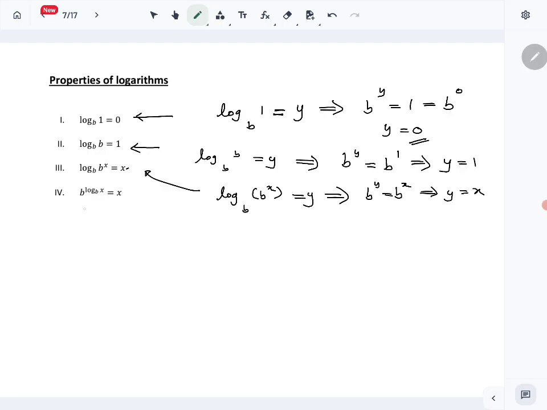Then we have an exponential one. So here you have b raised to log base b of x, which is always going to be equal to x. The base and the log part cancel and you are only left with just x. Right.